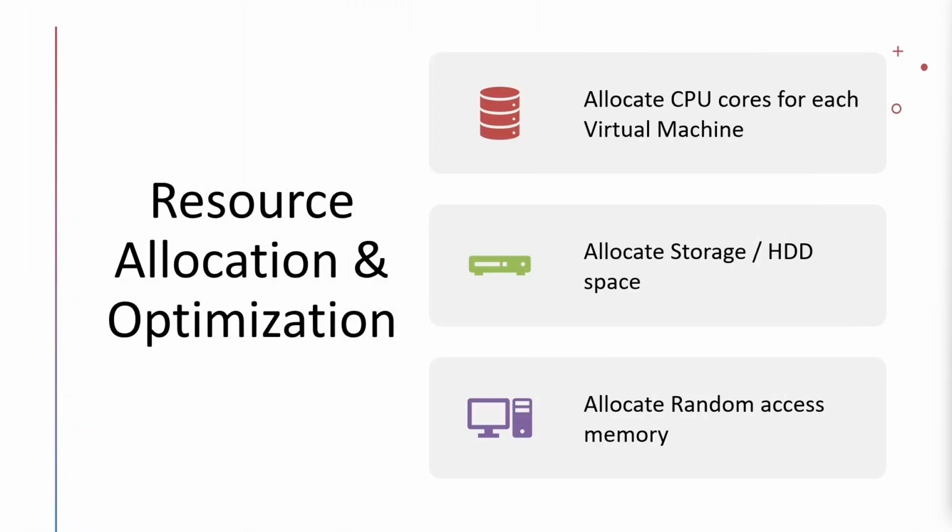Now on the next slide, we are going to focus on resource allocation and optimization. With Hyper-V, you can allocate CPU cores for each virtual machine. You can allocate storage to your virtual machines through Hyper-V, and also you can allocate memory for your virtual machines through Hyper-V. So like I said in our previous slide, whenever you're creating a virtual machine, that virtual machine will share the resources of the host machine. So we can allocate the CPU, the storage, and also the memory from the host machine to our virtual machines.